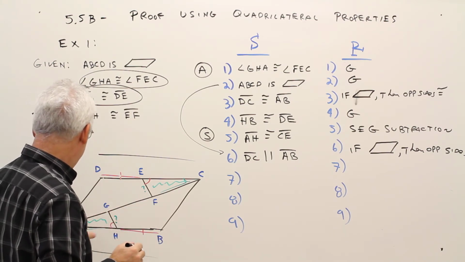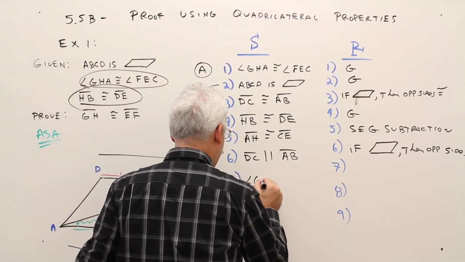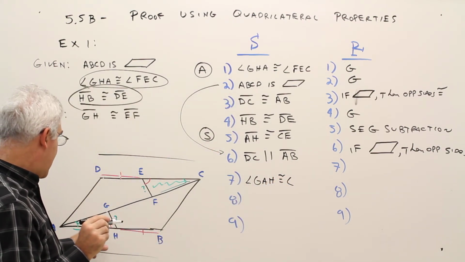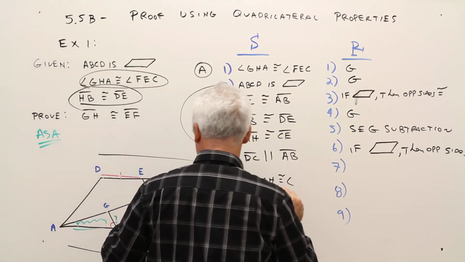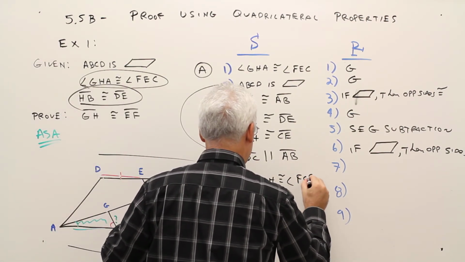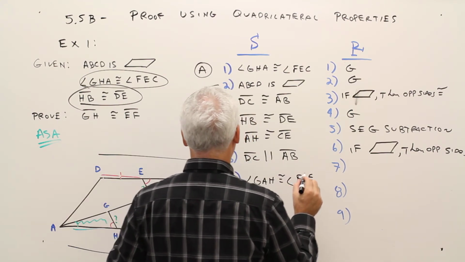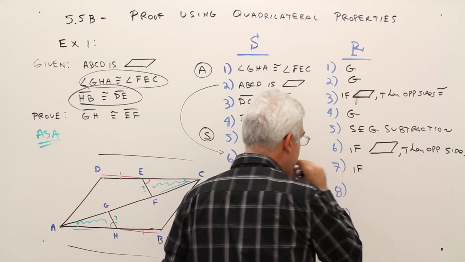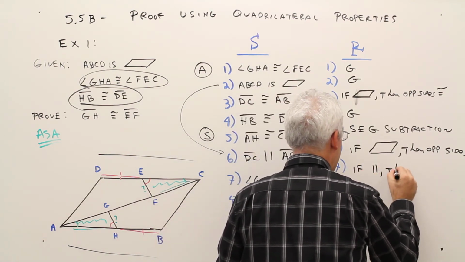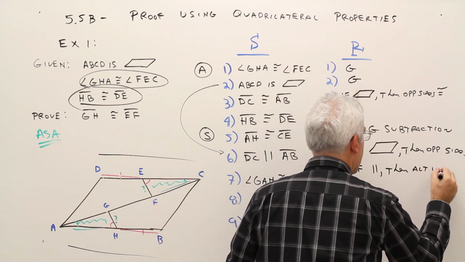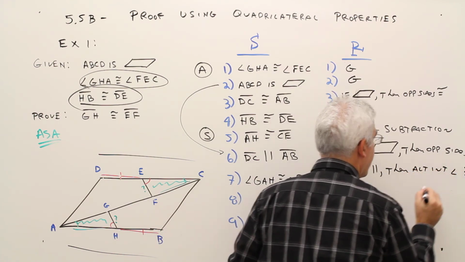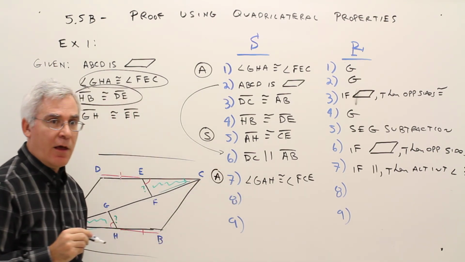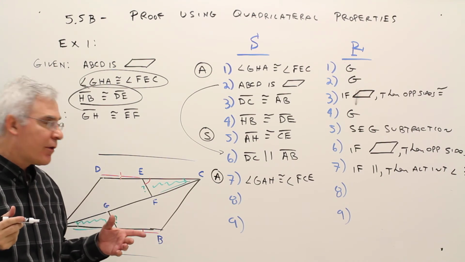So I'll say angle GAH is congruent to angle, I'll call it FCE. And I'll say if parallel, then alternate interior angles congruent. Okay, so that was the other angle. So now I've got triangles, and I got parts.